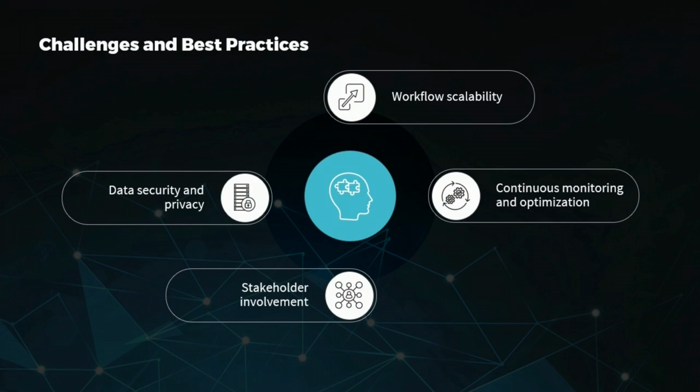And engaging stakeholders across departments and levels of the organization is critical for the success of AI automation initiatives. Involving stakeholders from the outset promotes buy-in. It also promotes collaboration, and it ensures that automation efforts align with business priorities and objectives.